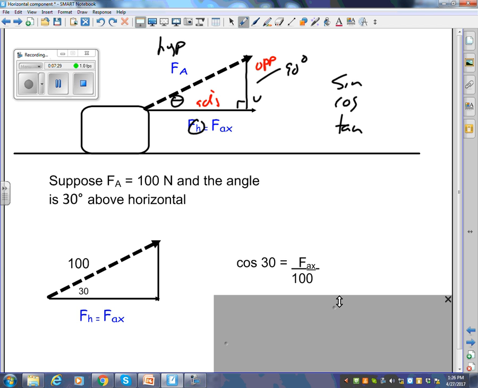So in this triangle here, cosine 30 is equal to adjacent over hypotenuse, and the adjacent is the FAX, and the hypotenuse is the 100, right? So now you have to solve this little equation right here. And how do you solve it when the unknown is on the top? You got to multiply, right? We're going to multiply both sides by 100.